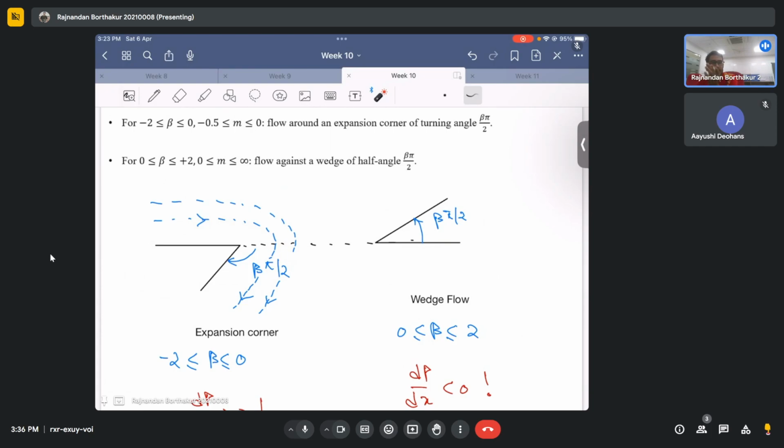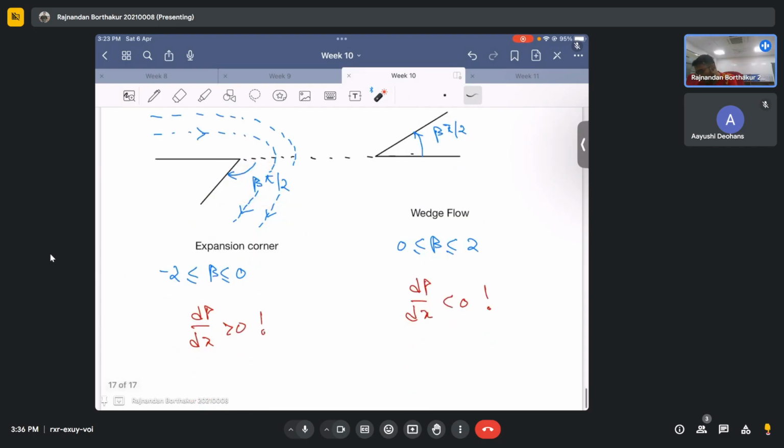So the wedge angle is essentially negative because for an expansion corner, the wedge angle is measured in this sense, in the below quadrant, which means that beta is now negative, and then the pressure gradient is essentially positive, which means there is a chance of flow separation. Now, whether a flow separation will take place or not depends on the inflection point. But yeah, this is how the wedge angle is related to whether there will be a separation or not.